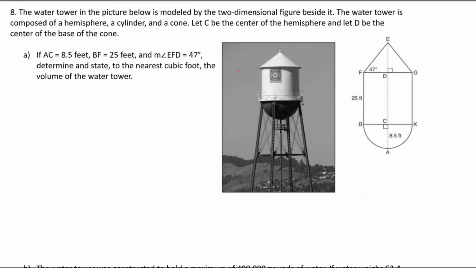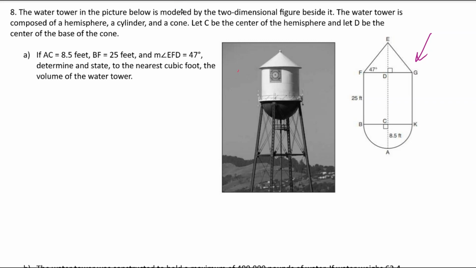Number 8. The water tower in the picture below is modeled by the two-dimensional figure beside it. So this is like a cross-section of this water tower where it's cut right down the middle, and then I show you the side of it. Let C be the center of a hemisphere, and let D be the center of the base of a cone.